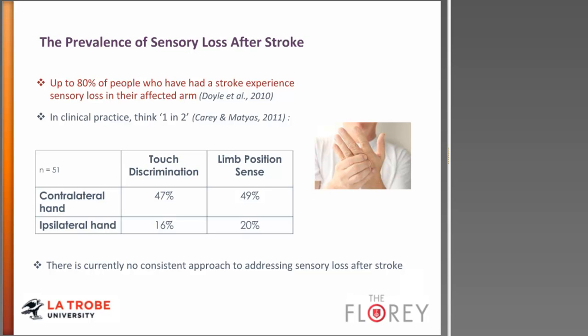So I'm referring now to a study by Carey and Matthias who looked at 51 stroke survivors, and they sampled this consecutively as these patients presented with their stroke. And they found that, first of all, for touch discrimination, 47% of those 51 patients had impairments in touch discrimination, and 49% had deficits in limb position sense.